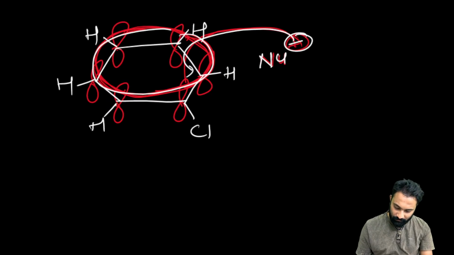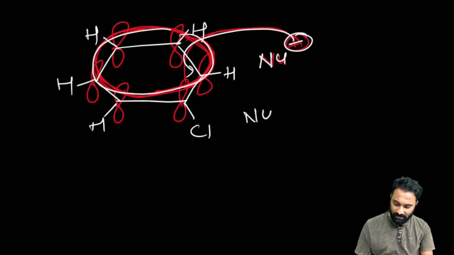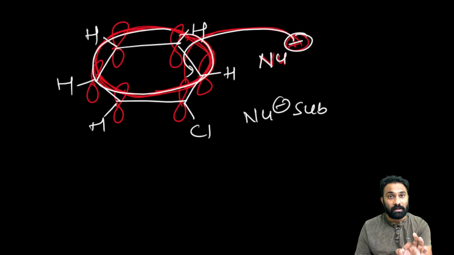So the first thing: benzene will not show electrophilic addition reaction. Second thing, you got to know that benzene will not show nucleophilic substitution reaction directly in this manner. It will show it only in the presence of a strong base, or if electron withdrawing groups are present at ortho and para positions. But a direct nucleophilic substitution reaction it will not show. These two points are clear, right?